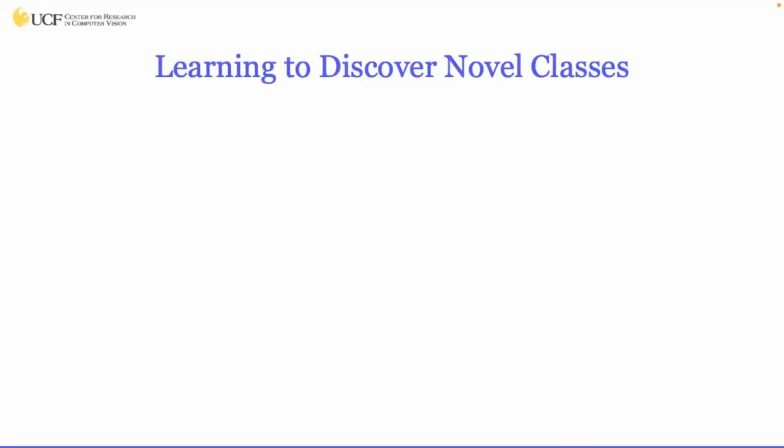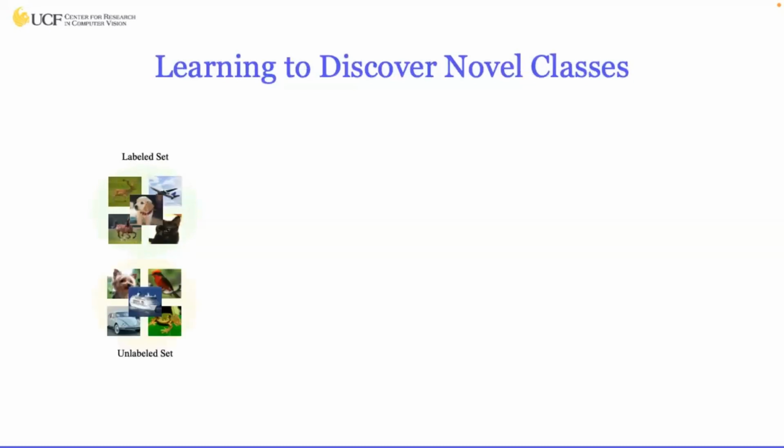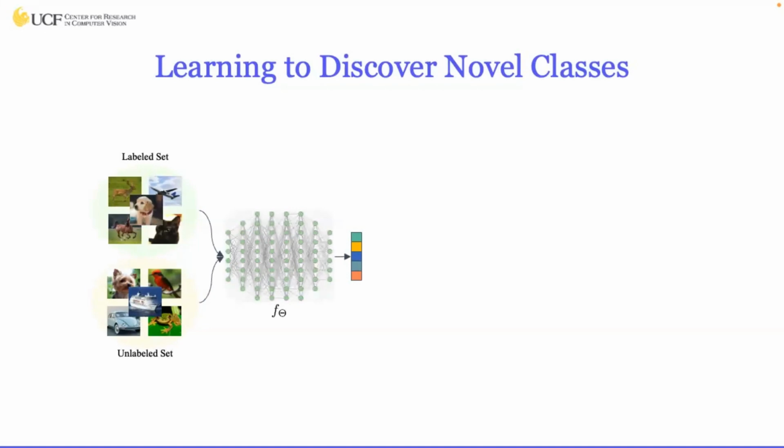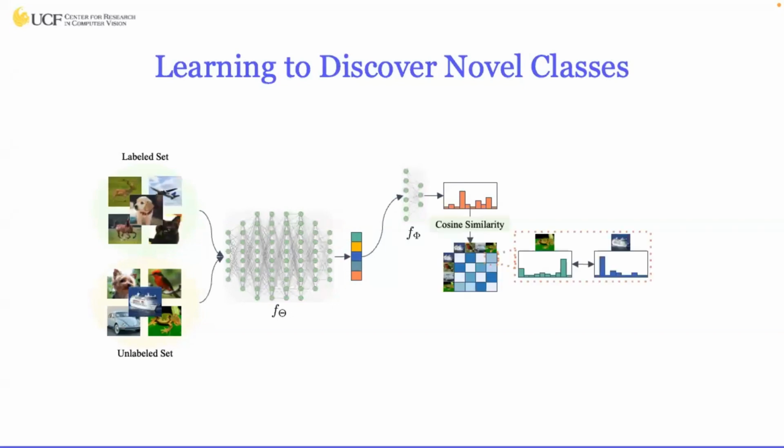So this is basically our overall solution for the learning to discover novel classes phase of the training, where given some labeled data and some unlabeled data, we pass them through a feature extractor F theta and obtain some feature representation. We pass those feature representations through the classifier F phi to obtain the output probabilities. We compute pairwise cosine similarity between the output probabilities to get our pairwise relationship. We also pass pairs of features through our similarity prediction network F omega to get the pairwise similarity score prediction.